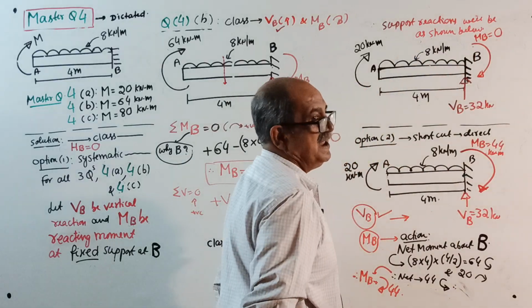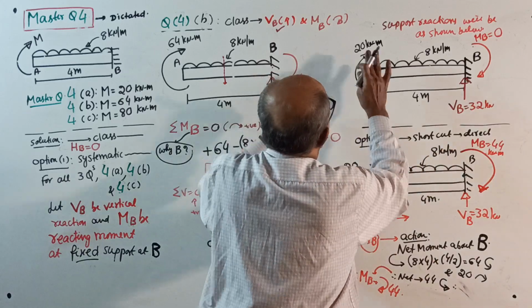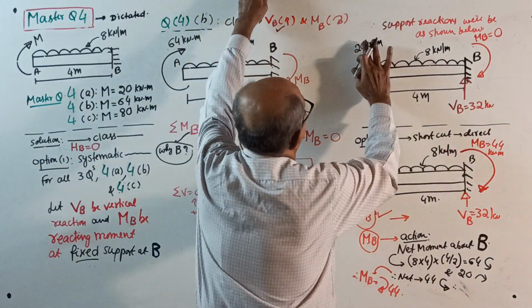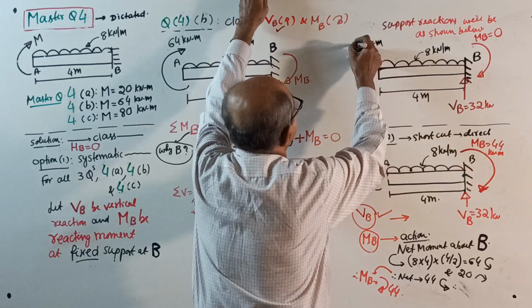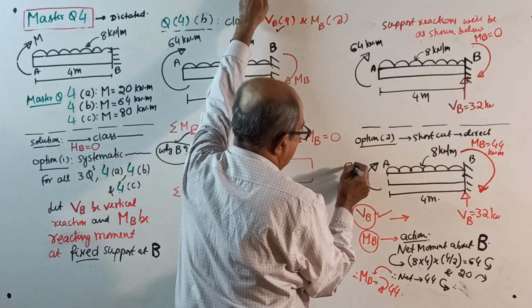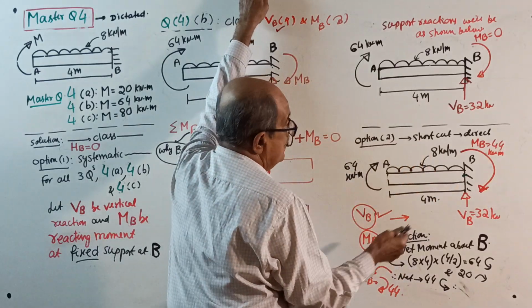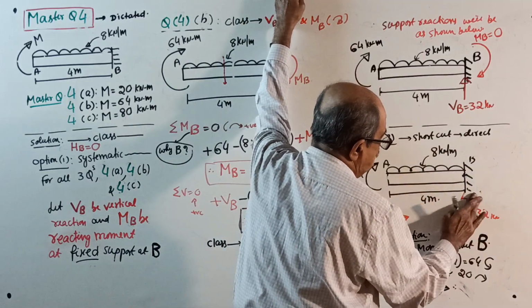MB is 0. Okay, happy. Option 2, shortcut. Any correction? See, I changed 64, forgot here. If such a thing happens, you don't make an issue. You change it to 64. See here, I have to change it. 64. Okay, now. See, in option 2, we don't write anything.